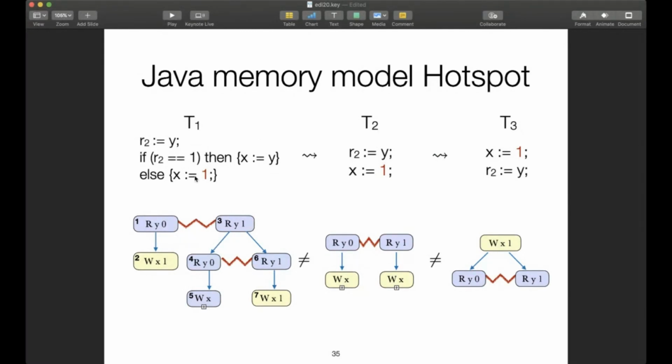This is the optimization I talked about before, where we take this load and it turns into this here. And then we can even go further and reorder the X and Y because they're now independent. This optimization is performed by the Hotspot compiler, and it is disallowed by the Java memory model. So this is the example which says the Java memory model is unsound with respect to Hotspot.